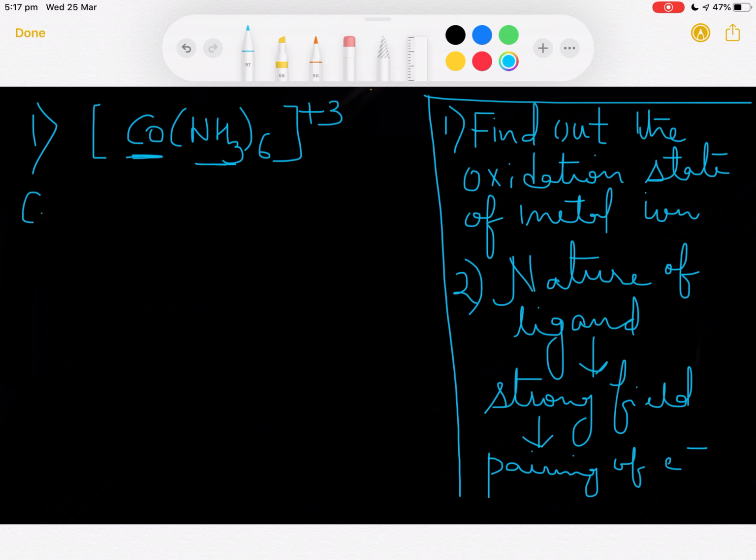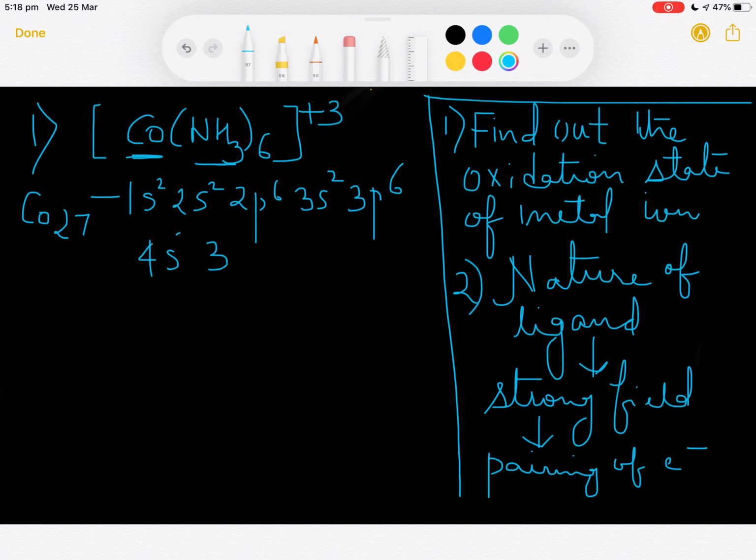Now let us go with the configuration. The central metal atom is cobalt here, and the atomic number of cobalt is 27. If I want to write the configuration, I will write it as 1s2, 2s2, 2p6, 3s2, 3p6, then 4s2 and 3d7. That's the configuration of cobalt.